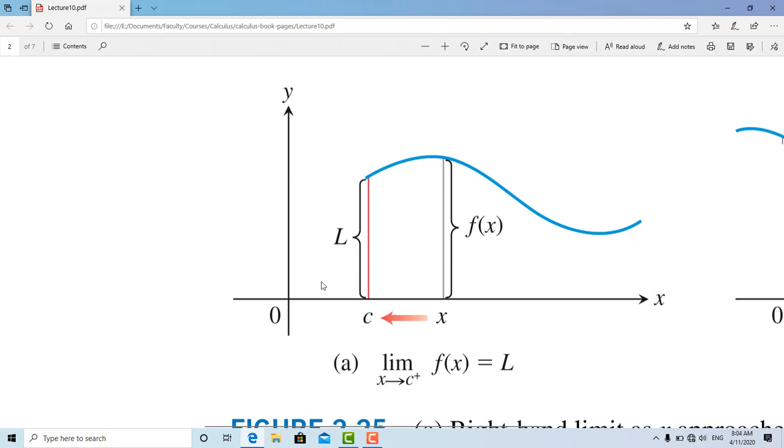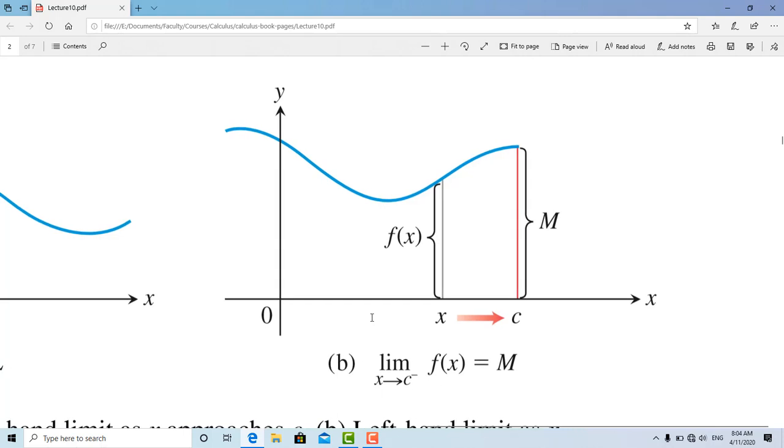We cannot find the limit from the left side at point c, because the function is not defined here. It has no domain here. It's not defined. Look, there is no graph. So this function f of x cannot have a limit at point c. It just has a one-sided limit from the right side.